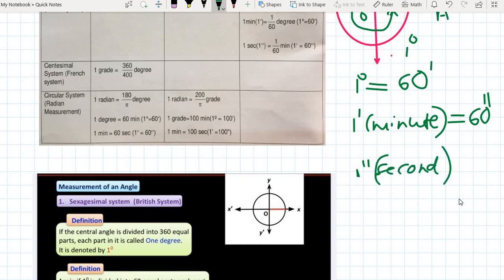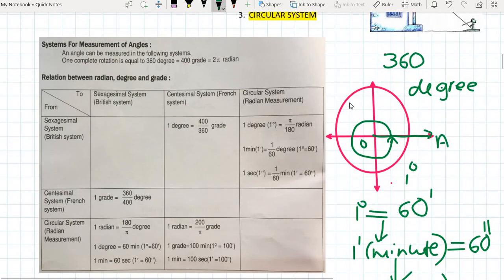So a degree can be converted to minutes, and minutes can be converted to seconds. So this is about the sexagesimal system.